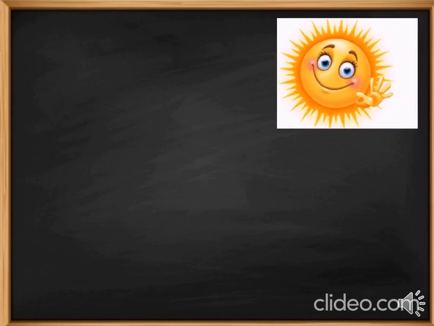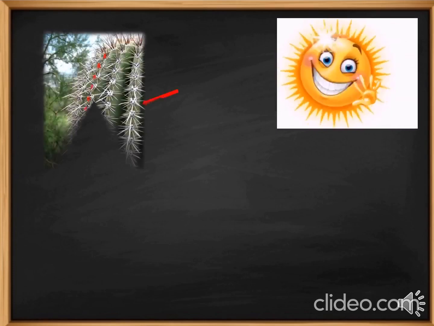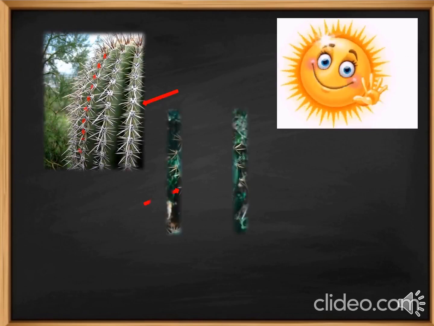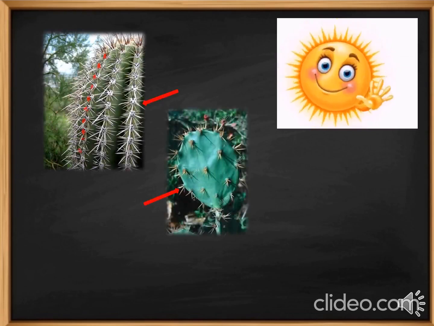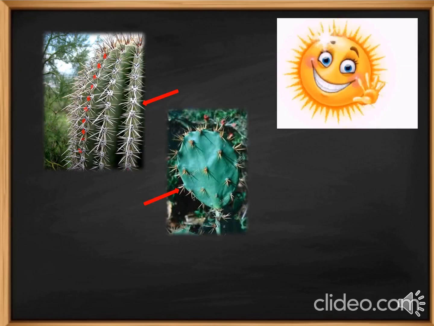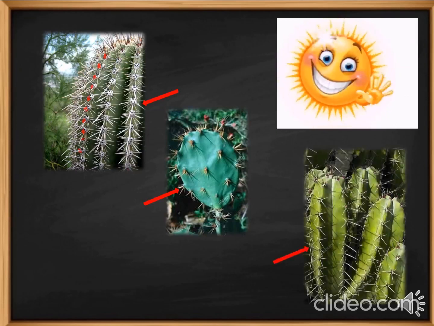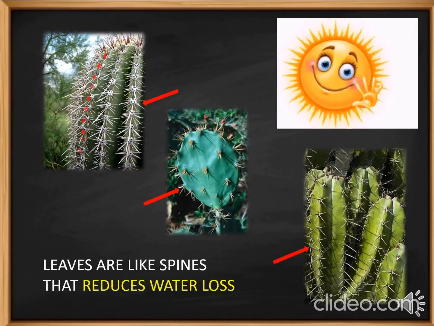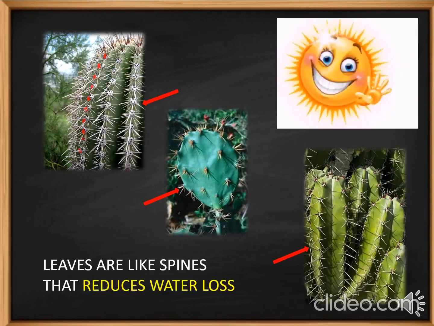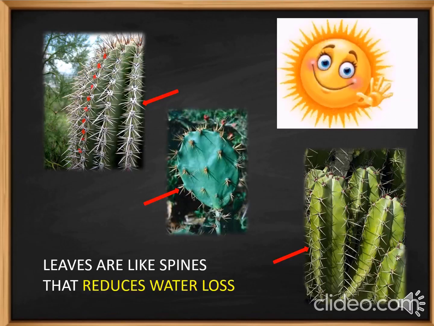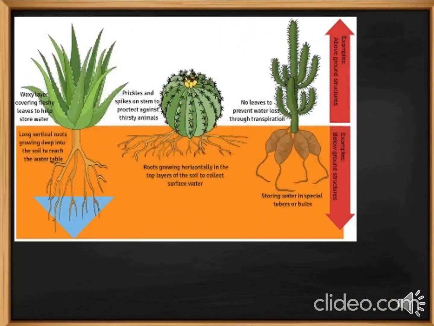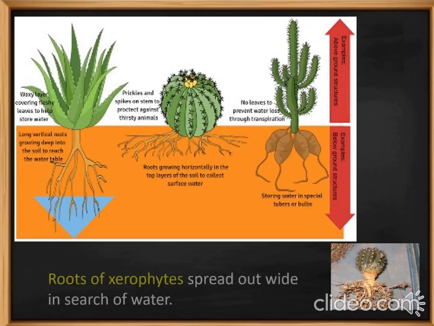Why is it so? If you look at a cactus plant, you will see that every cactus plant has sharp spines. These spines are actually the leaves of the plant. These leaves reduce water loss from the plant. These spines also protect the plant from animals. Because these plants grow in the desert, the roots have to spread wide to absorb the water from deep under the soil.